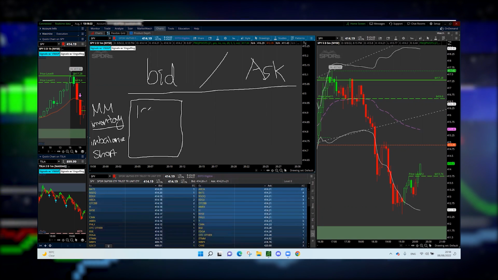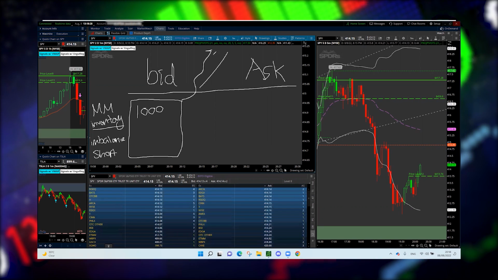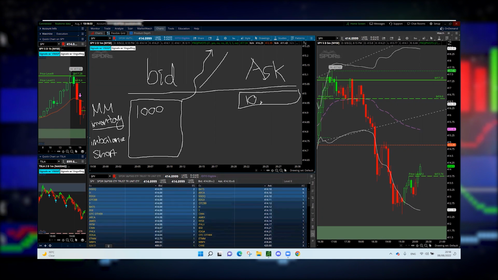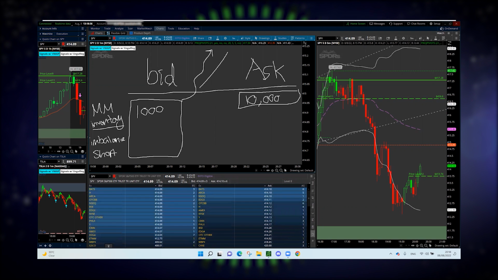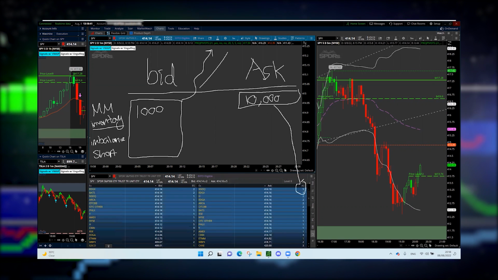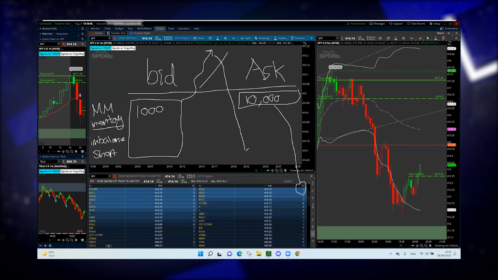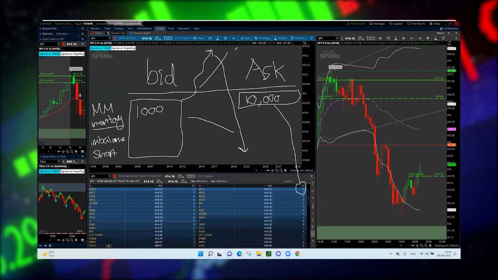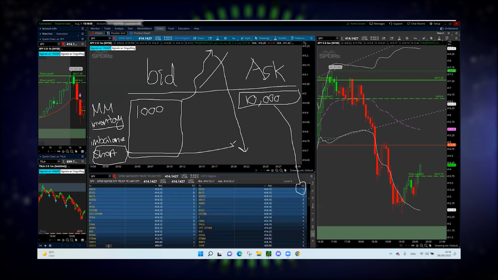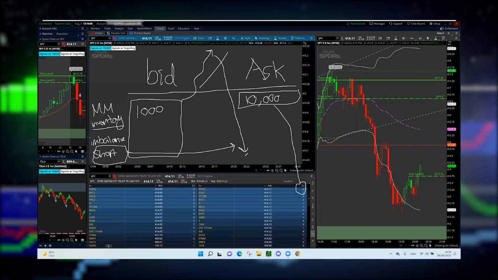So pretend you bought 1,000, right? And the stock goes up. Now what they'll do is show a 10,000 order on the ask, and that will give people incentive to sell, seeing the large ask size. And then as the stock comes back down below their balance area, they will start to cover that short position. And once they cover that short position, they're technically buying back the stock.